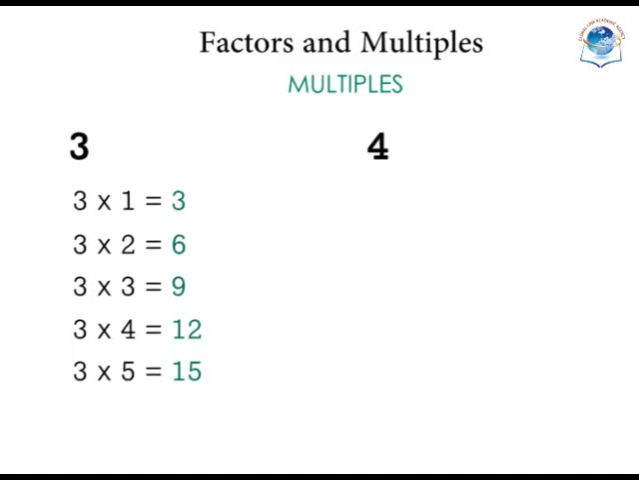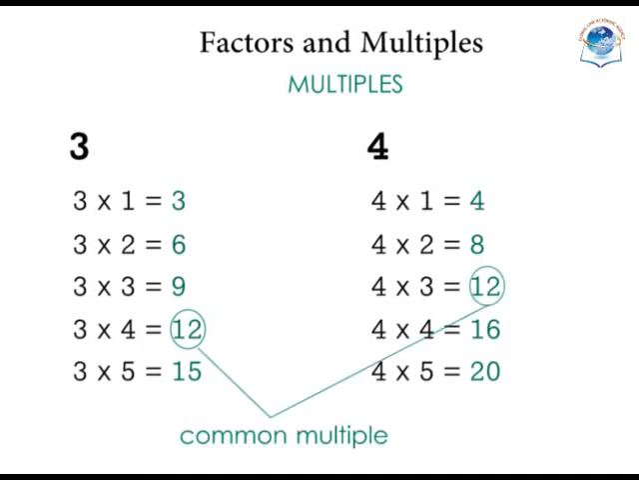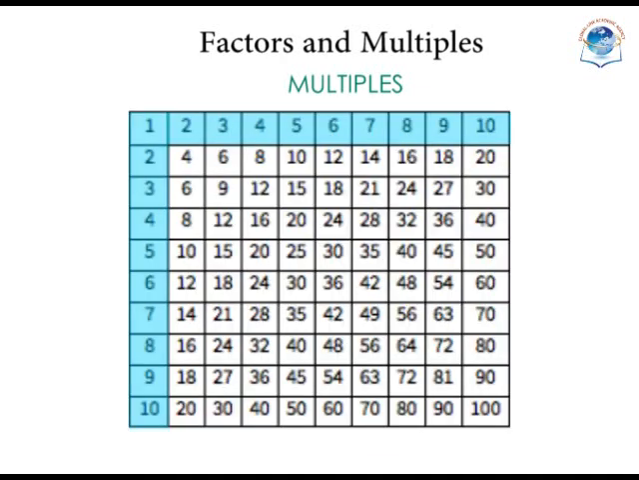If we take 4, 4 times 1 is 4. 4 times 2 is 8. 4 times 3 is 12. 4 times 4 is 16. And 4 times 5 is 20. The number 12 is both a multiple of 3 and 4. We say it's a common multiple of 3 and 4. If you look at the multiplication table, the numbers inside are the multiples of the numbers in the colored row and column.